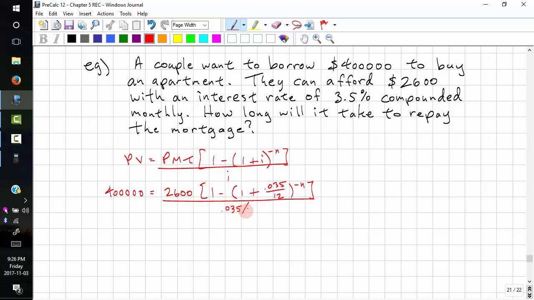Again, we want to do all our algebra before we plug it into our calculator. This is in the denominator. We need to move it into the numerator of this side. 0.035 divided by 12. This is in the numerator. We need to bring it into the denominator of this side.